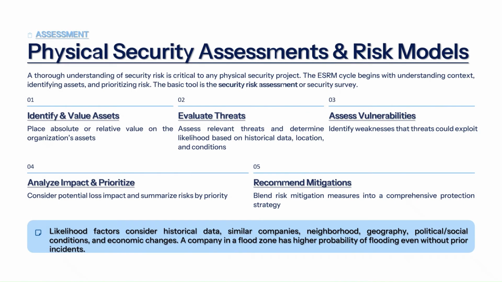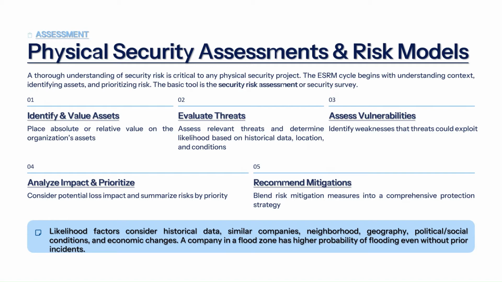Physical security assessments are structured evaluations designed to identify vulnerabilities and recommend improvements. These assessments align with enterprise security risk management principles. The process typically begins with identifying assets and understanding their value. Organizations must determine what needs protection and why it is critical. Next, threats are evaluated. This includes analyzing historical data, intelligence reports, and local risk conditions to understand potential adversaries or hazards. Vulnerabilities are then assessed, identifying weaknesses in existing controls that could be exploited.